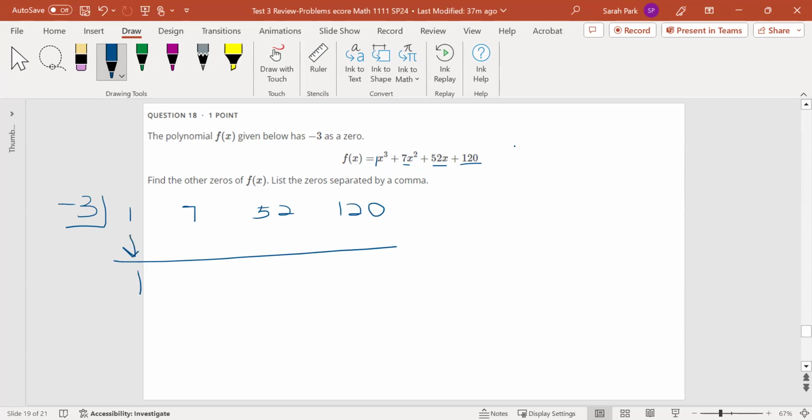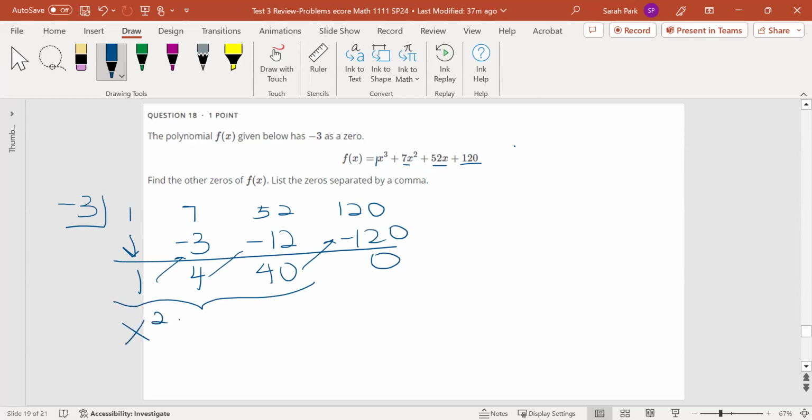And we bring down the 1, multiply by negative 3, 7 minus 3 is 4. Multiply 4 by negative 3, get negative 12. 52 minus 12 is 40. Multiply by negative 3 is negative 120, and again, there's a 0. Rewrite this as a quadratic equation, x squared plus 4x plus 40 equals 0.